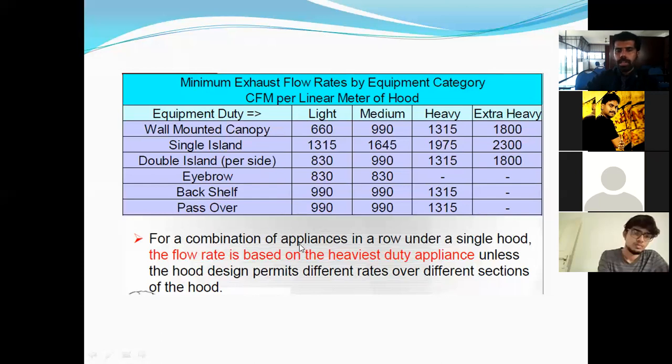There's a note for the combination of appliances in a row under a single hood. If there are two types of appliances under a single hood, the flow rate is based on the heaviest duty appliance. So you have to take the maximum CFM. For example, if there is light and medium equipment under a kitchen hood, you have to take the medium one, or the larger CFM.